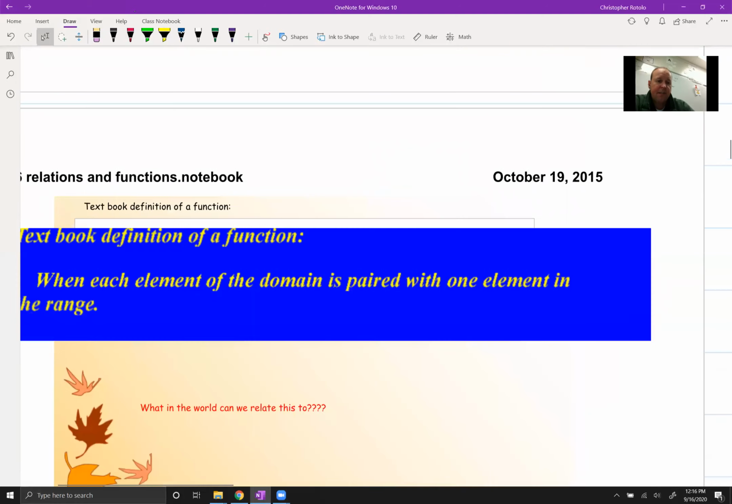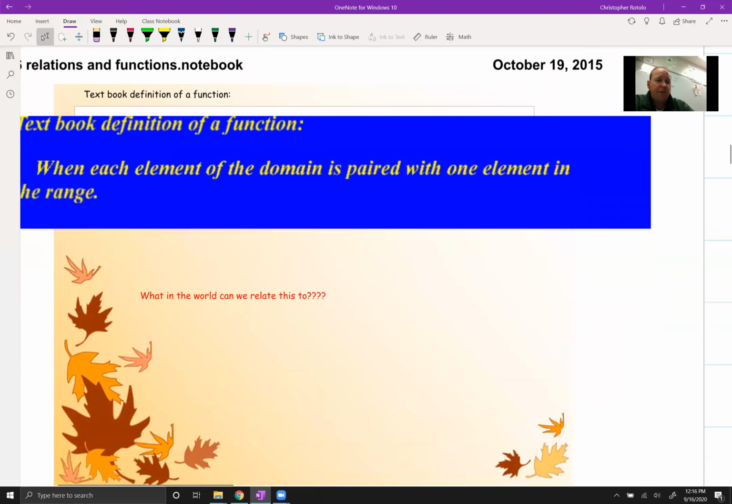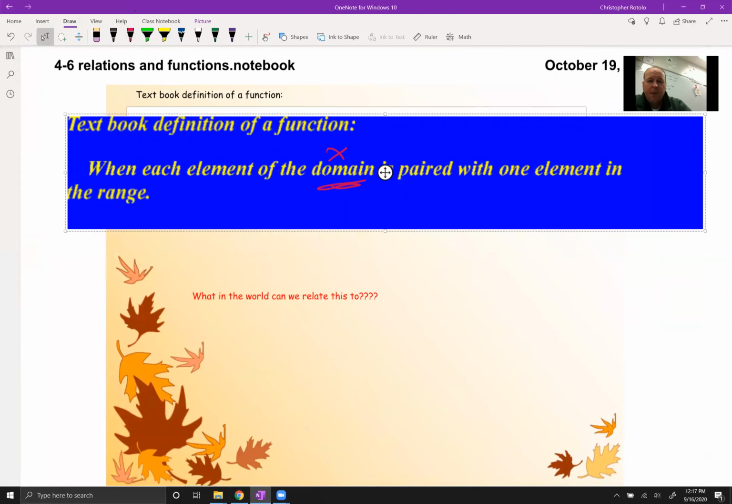All right, so here's what it says in your textbook, and this is what we try and stay away from. I want you to understand it, and you don't need to know the actual words from the book. When each element of the domain, remember that's your x values, is paired with one element in the range, that's your y values. So it can't be paired with 2. So that idea of 4, 5, and 4, 6, that domain is paired with 2 different things. So that's why it's not a function.